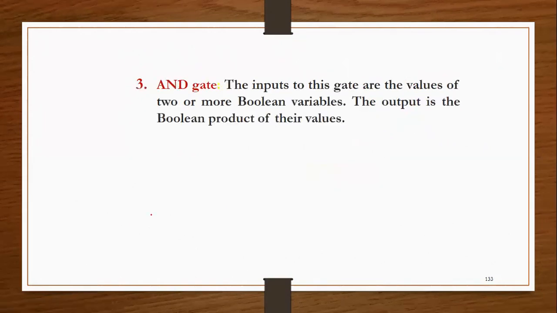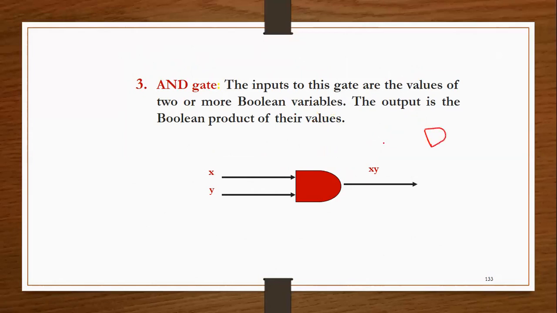Now the next is the AND gate. The inputs to this gate are the values of two or more Boolean variables. So just remember, in the inverter we will have only one input and we will get the output as the complement. In OR gate and AND gate, we need to have two or more than two inputs. So the AND gate is shown here. The difference is that the AND gate is written this way, while the OR gate is written this way. The AND gate will take two or more inputs and give the product of those Boolean variables as its output.